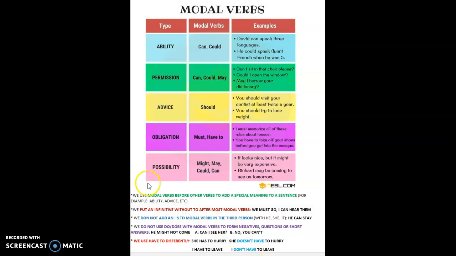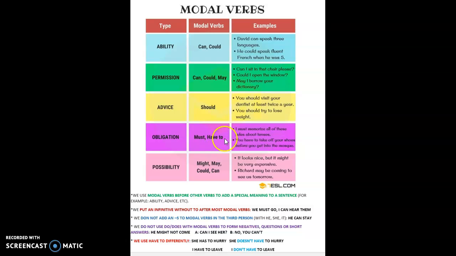So, well, we are going to continue practicing this in the book. If you have any questions or any doubts, please ask me in the foro de consultas. But it's not difficult. You have to remember these special details, and you will do it fine. I'm sure about it. Remember, can, ability or permission; should, advice; must and have to, obligation.